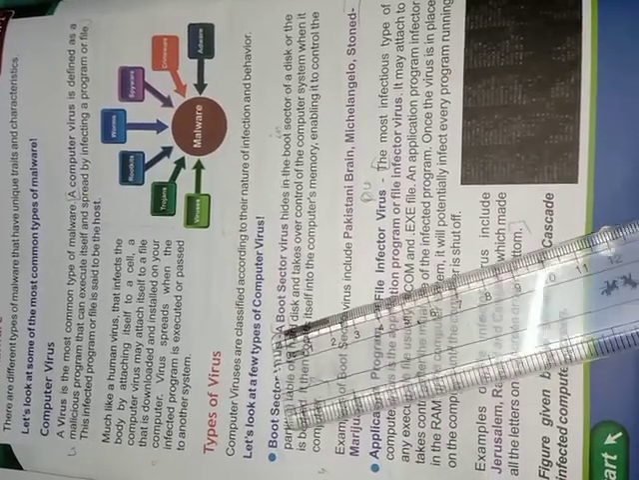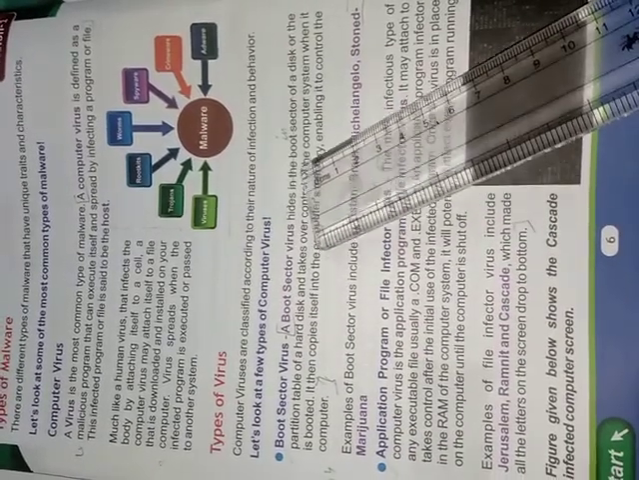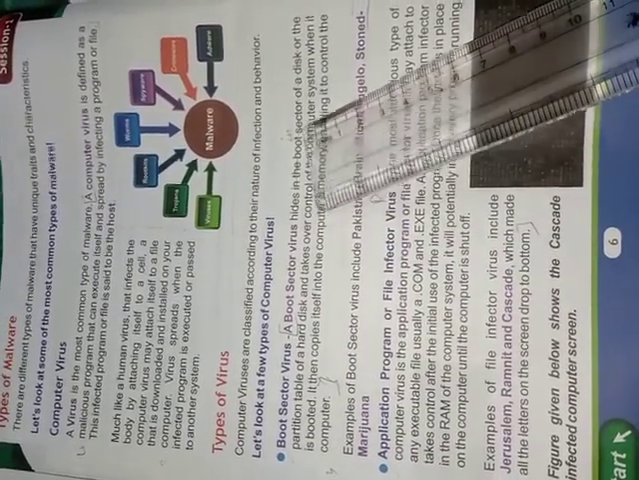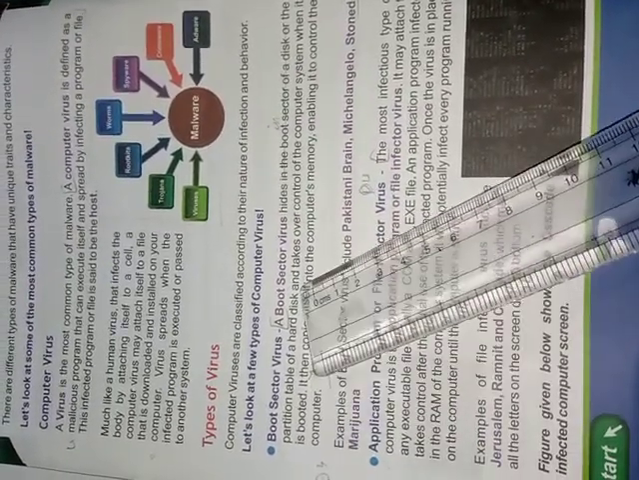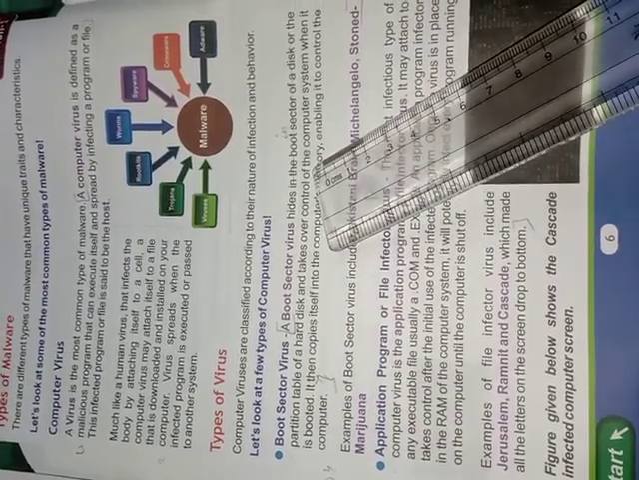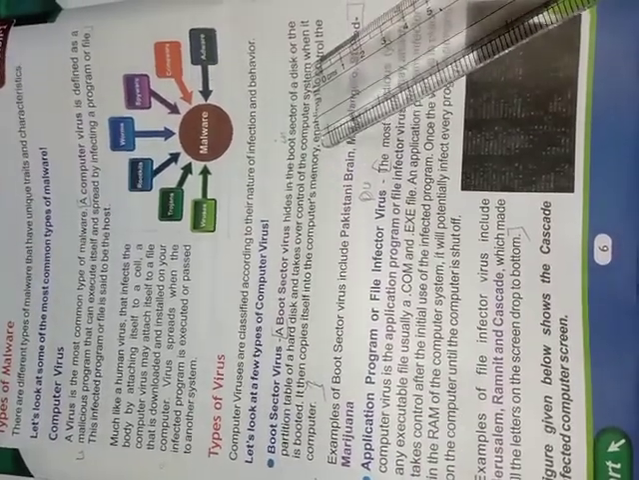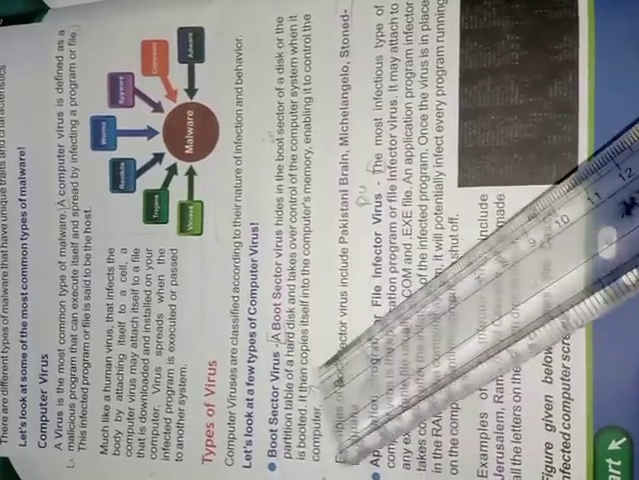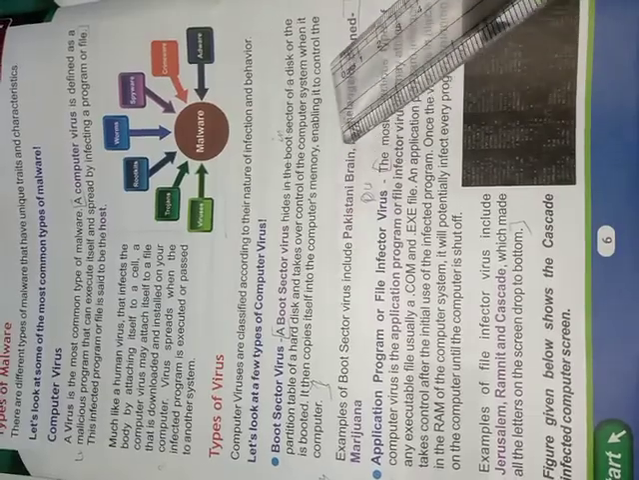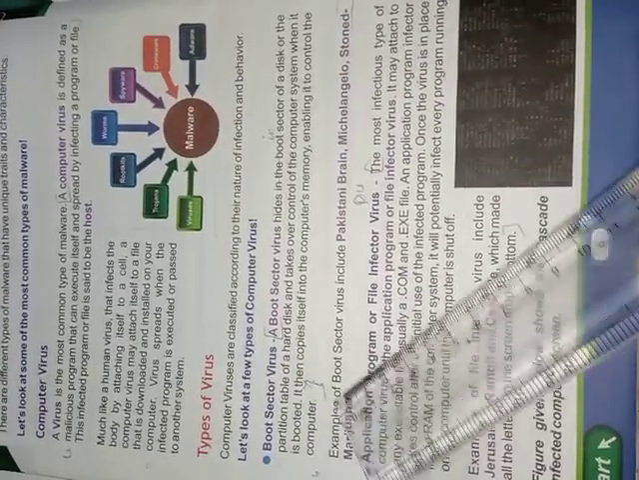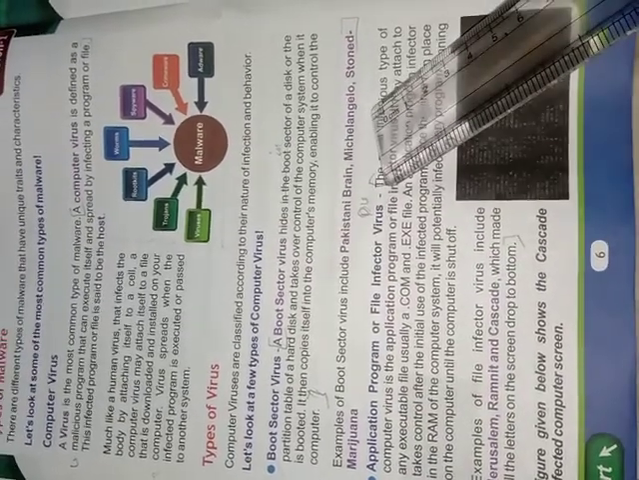Boot sector virus. A boot sector virus hides in the boot sector of a disk or the partition table of a hard disk and takes over control of the computer system when it is booted. It then copies itself into the computer memory, enabling it to control the system. Examples of boot sector virus include Pakistani Brain, Michelangelo, Stoned, Marijuana.